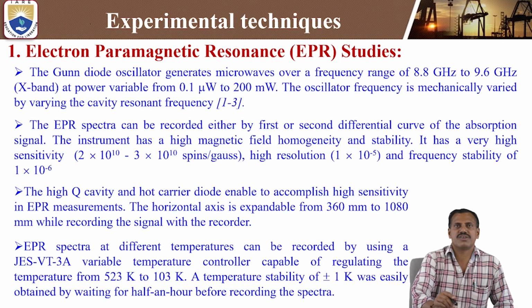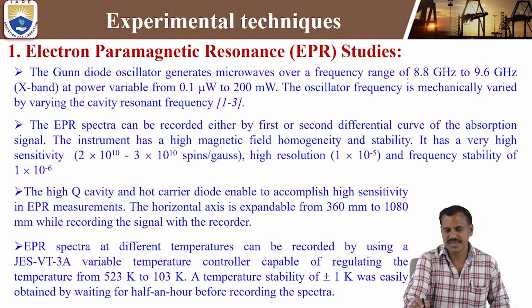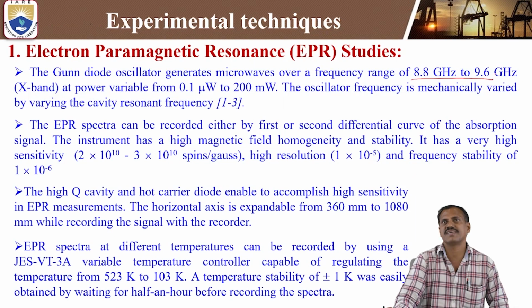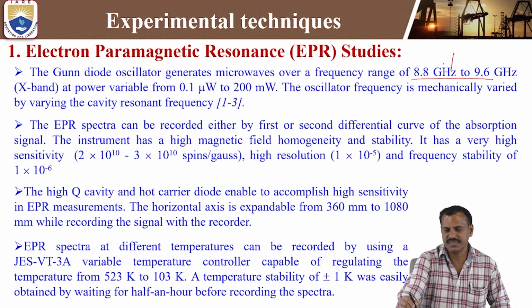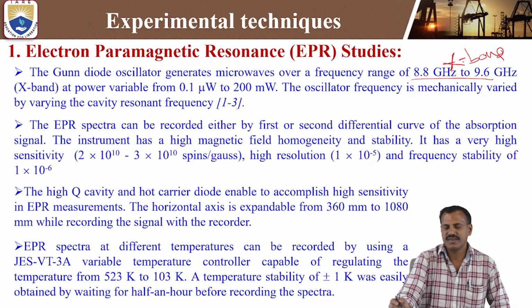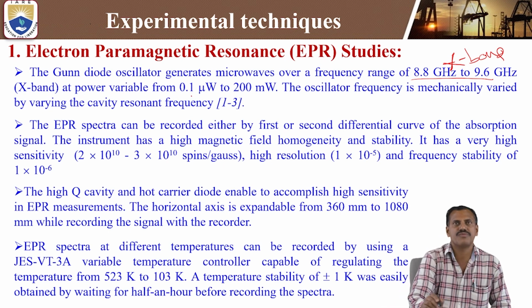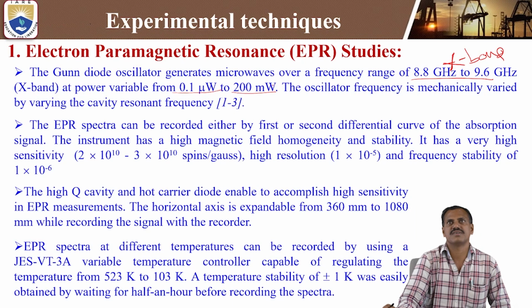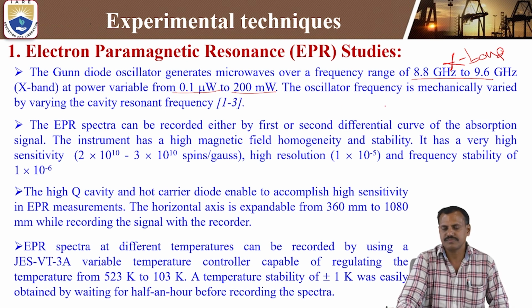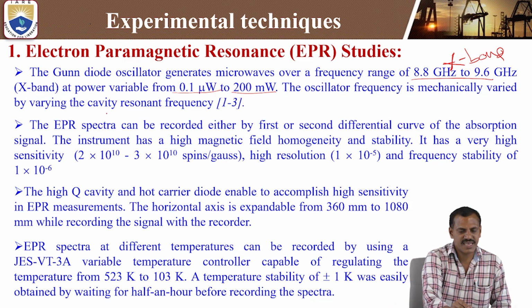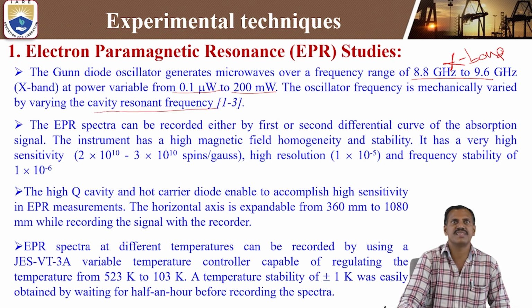So how does it work? The Gunn diode oscillator generates microwaves over a frequency range of 8.8 GHz to 9.6 GHz. This is the X band. The spectroscopy in our EPR spectrometer is in the X band, whose range is 8.8 GHz to 9.6 GHz, at power variable from 0.1 microwatts to 200 milliwatts. The oscillator frequency is mechanically varied by varying the cavity resonant frequency.